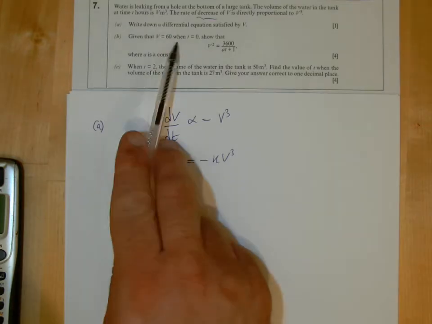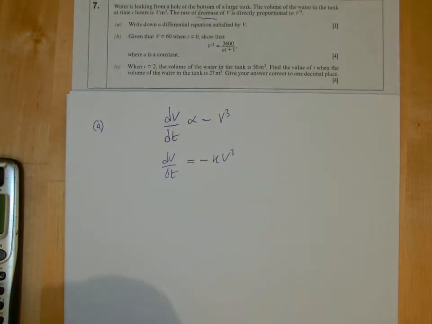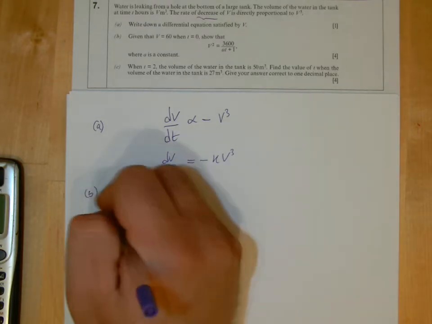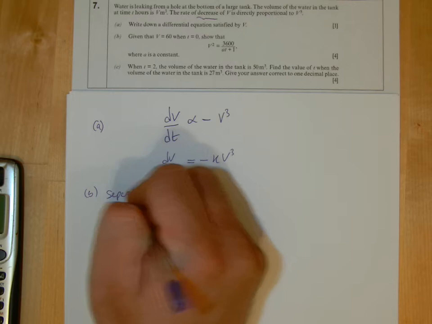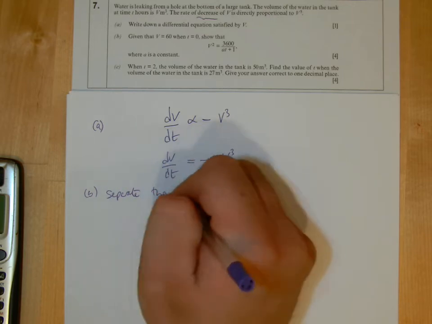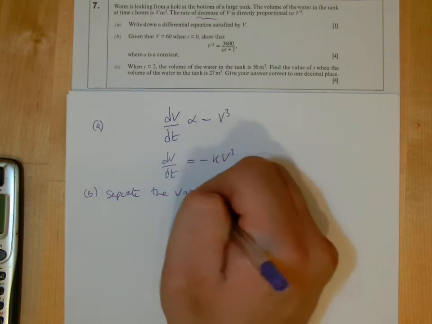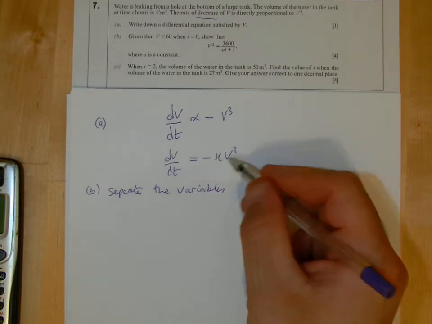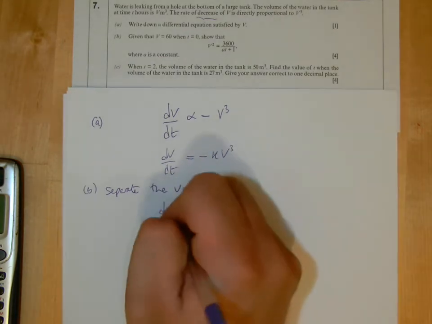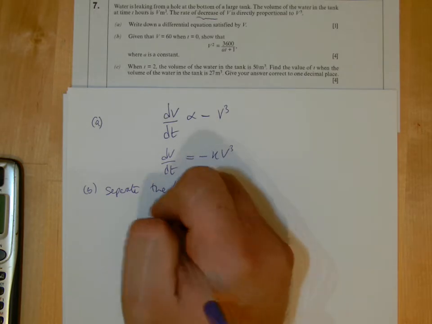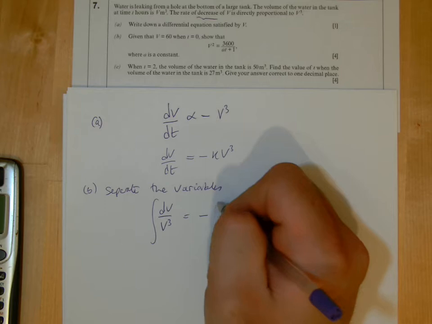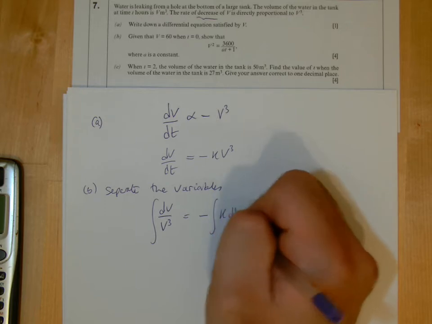So this is given that V is 60 when t is 0, show this here. So what I'll do then is separate the variables for part B to integrate to get V, or in this case V squared. So separating the variables, we get the V's onto one side, so dV by V cubed in this case will equal the minus integral then of k dt.